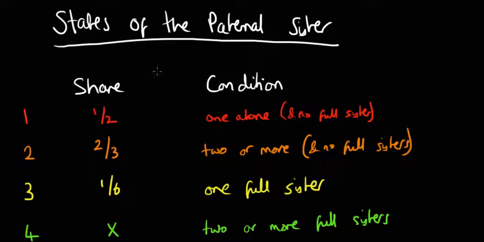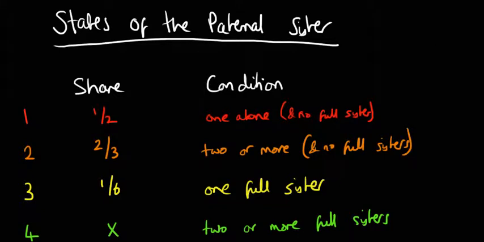Bismillahirrahmanirrahim. Welcome to the lesson on the paternal sister. If you've gone through the other lessons, this is the last one of the Zawil Furood. So this is the last of the 12 beneficiaries who have a fixed share, depending on who is inheriting.